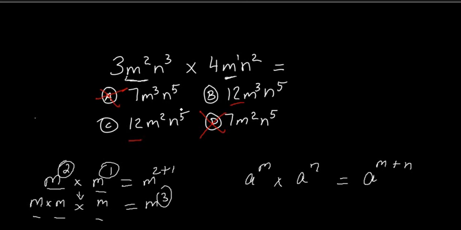So m to the third power, let's compare the m's. Well, this one has to the third power, this one has to the second power. We don't even have to do the last one, which is the n. And so we definitely know that this is our correct solution.